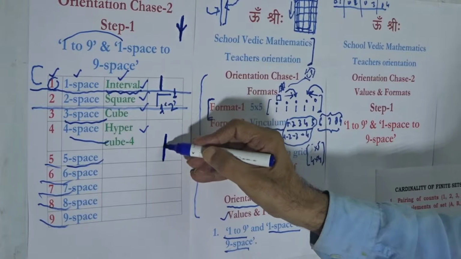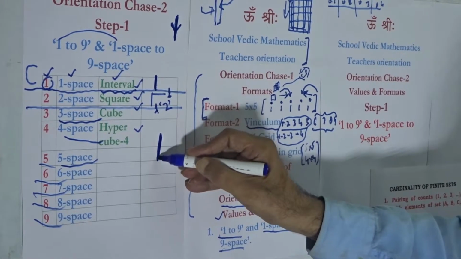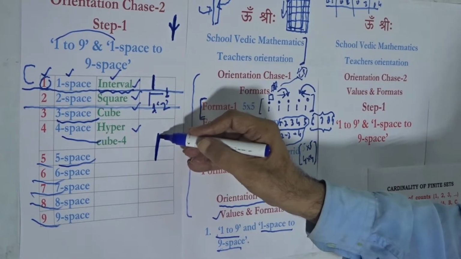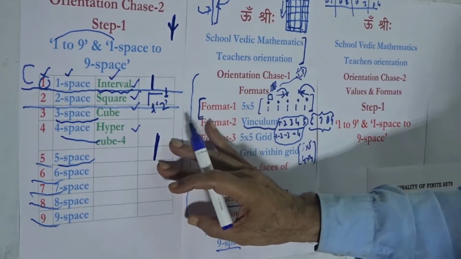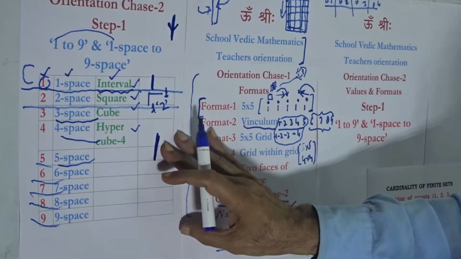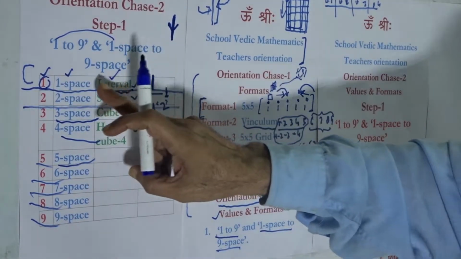This vertical line is an expression of a line. It is an expression of an interval. It is an expression of a one space. It is an expression, an entity, a helpful entity which helps us associate count 1 with the one space.